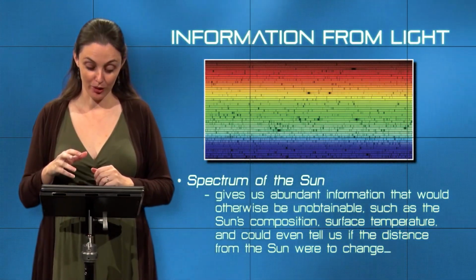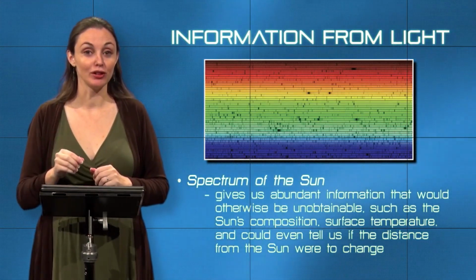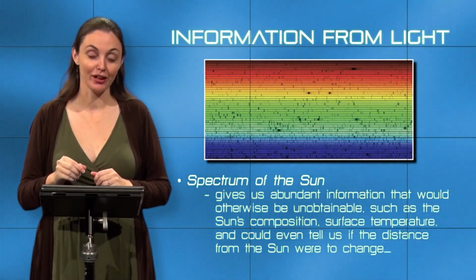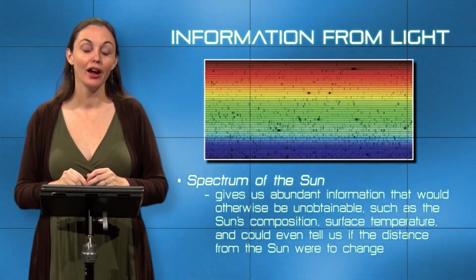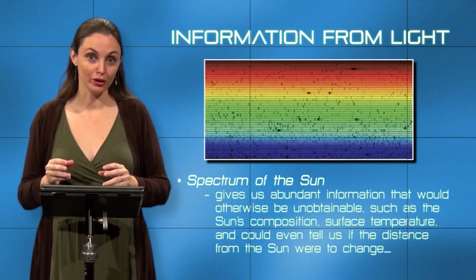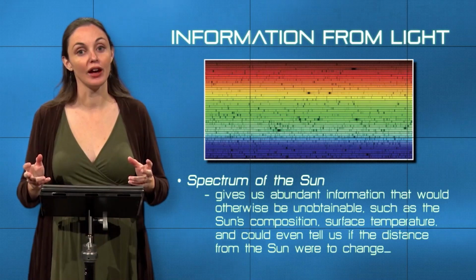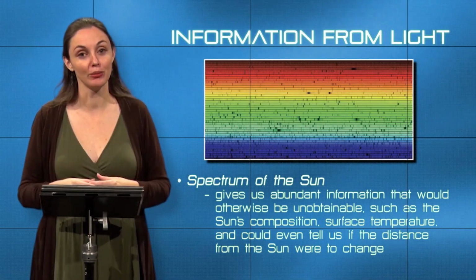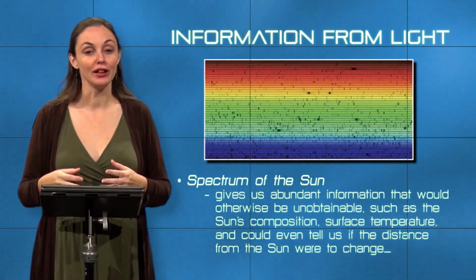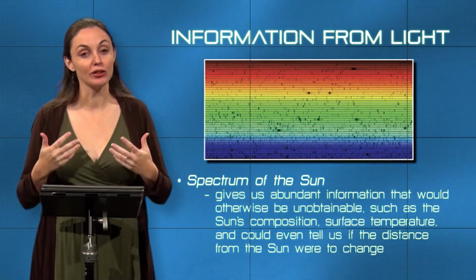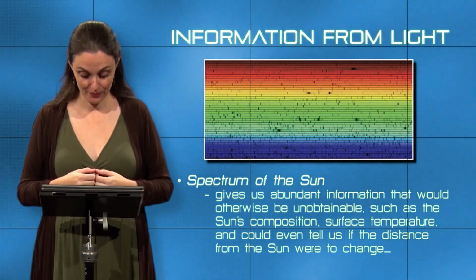The first thing that we're going to be able to determine based on the placement of these absorption lines is the composition of the object, the composition of the sun. We're going to be able to know, and not just assume, that the sun is composed of all the same basic elements that we are composed of and the Earth is composed of. Not just hydrogen and helium, but things like calcium and iron. Those are all going to be present in the atmosphere of the sun.